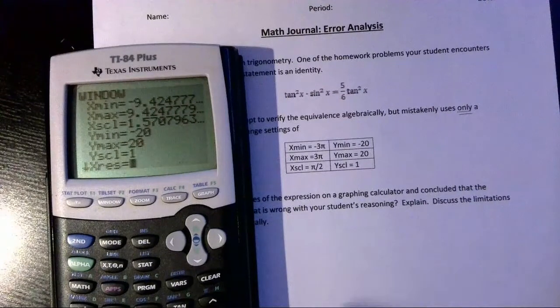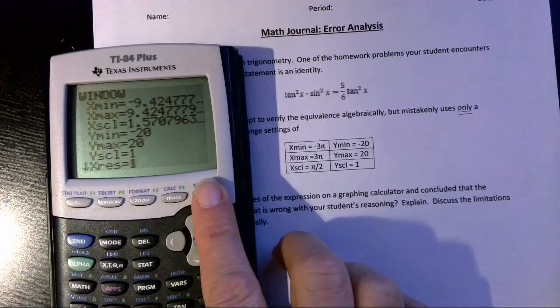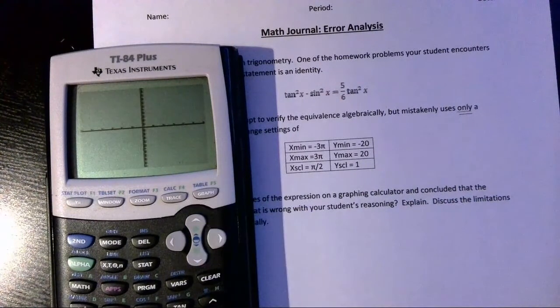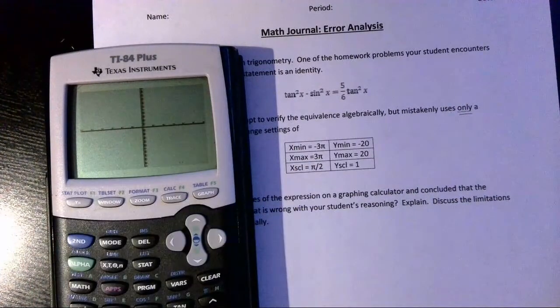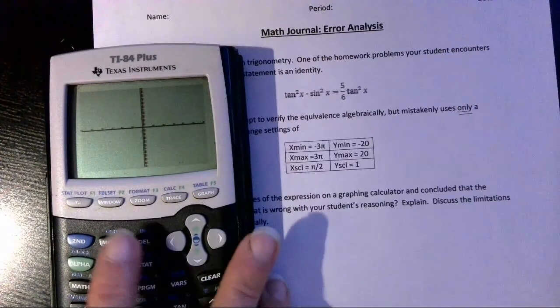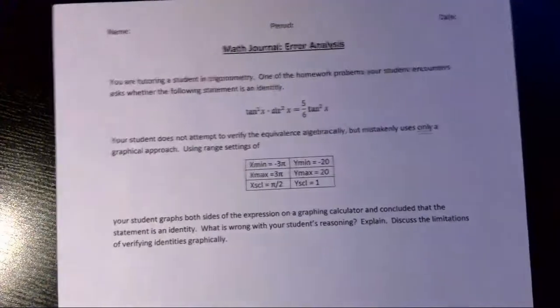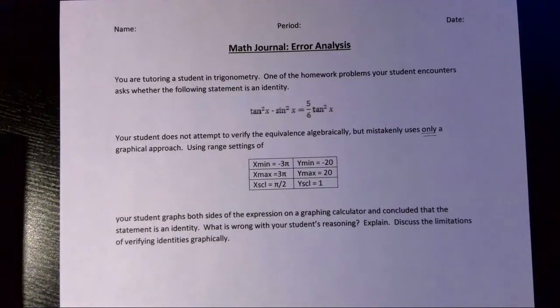ready to graph whatever your trig functions were that you put in your y1 and y2, you would just go ahead and hit the graph button, and these would be the dimensions that your calculator would display with whatever you put in your equations. Okay, and that should help you get started on answering the Math Journal error analysis question.